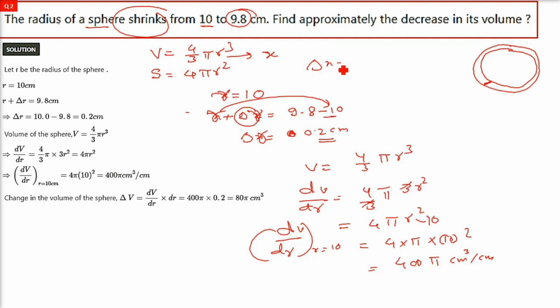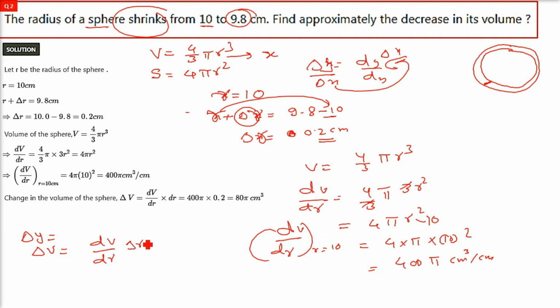Next, in order to find delta y, we have to use dy by dx into delta x. So just use this. In this case delta y is dv, delta x is dr, same thing. So dv by dr we have computed, it is 400 pi, and delta r we have also computed, it is 0.2. When you multiply, this is going to be 80 pi centimeter cube.